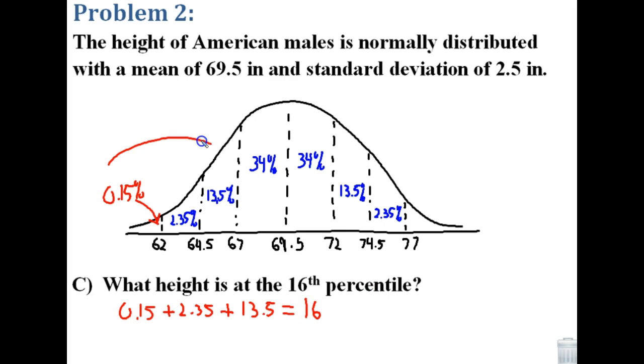Okay, meaning that this chunk of my graph accounts for 16% of the population. So 16% of the population is below 67 inches. So we'd say that 67 inches is at the 16th percentile, with percentile being percent below.